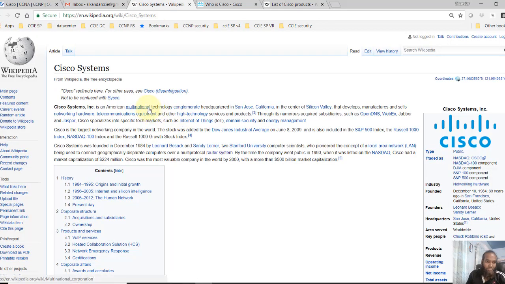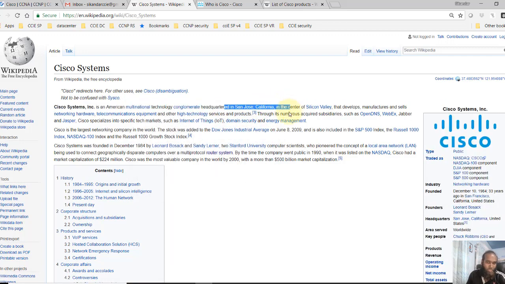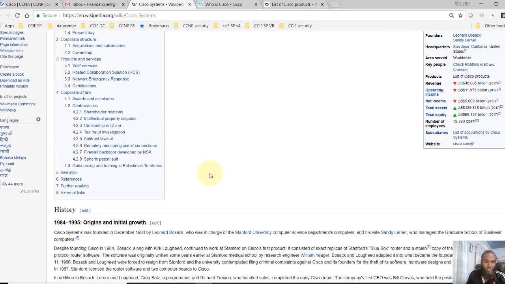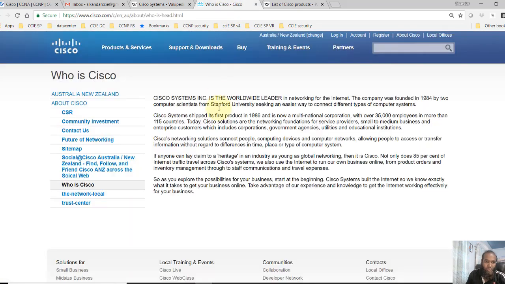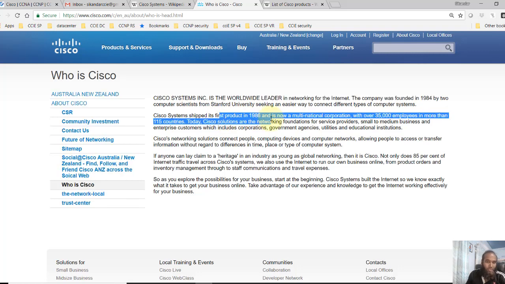Cisco Systems, as I said, is an American multinational company. You can find here that it is headquartered in San Jose, and you can also see on the Cisco website that it was founded by two computer scientists, and they started their first product in 1986.